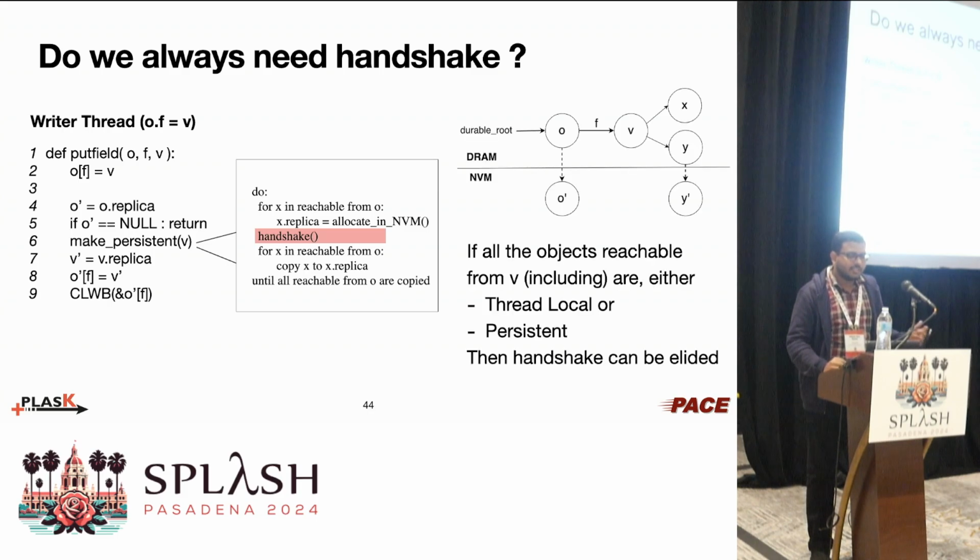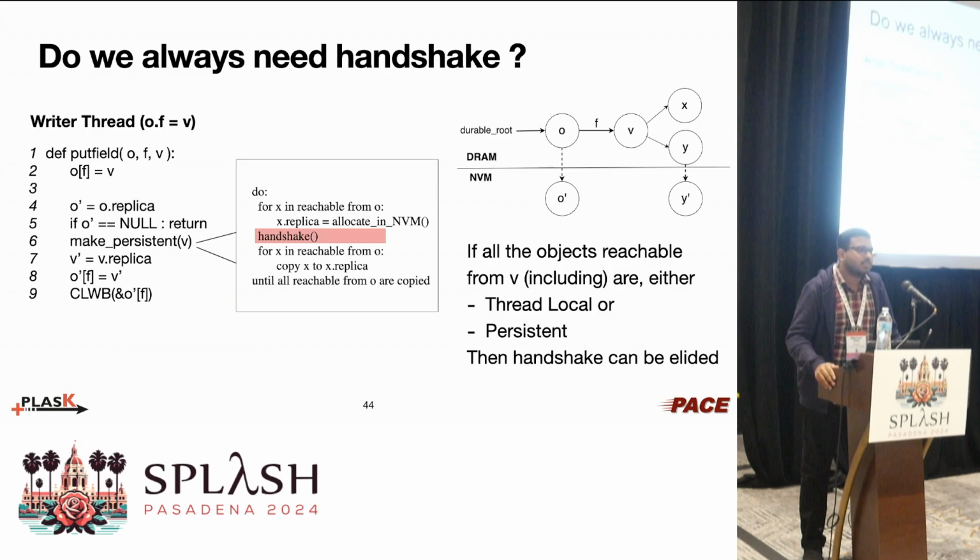But do we always need the handshake here? So look at the diagram on the right hand side, and as you can see, there is an object O which already has a replica on non-volatile memory. There is object Y which has a replica, but objects V and X don't have a replica yet. So we have to copy those objects on the NVM. And we found that if all the objects reachable from V, including V, are either thread local or persistent, then we can elide this handshake. And the reason is simple. If the object is thread local, so what is thread local?